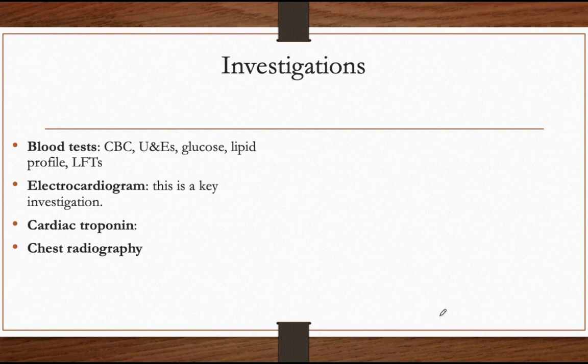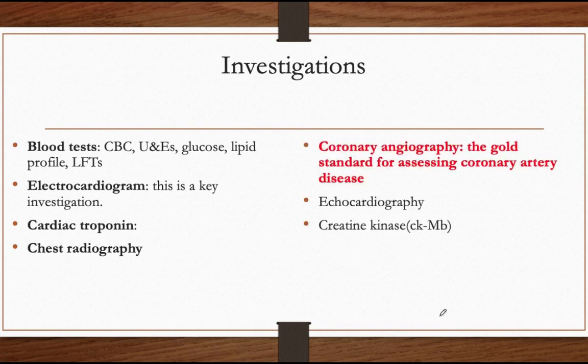We also need to do chest radiography. We need to do chest X-ray in order to exclude other causes of chest pain and dyspnea, such as aortic dissection. Now, the gold standard for assessing coronary artery is the coronary angiograph, and so this is the gold standard.